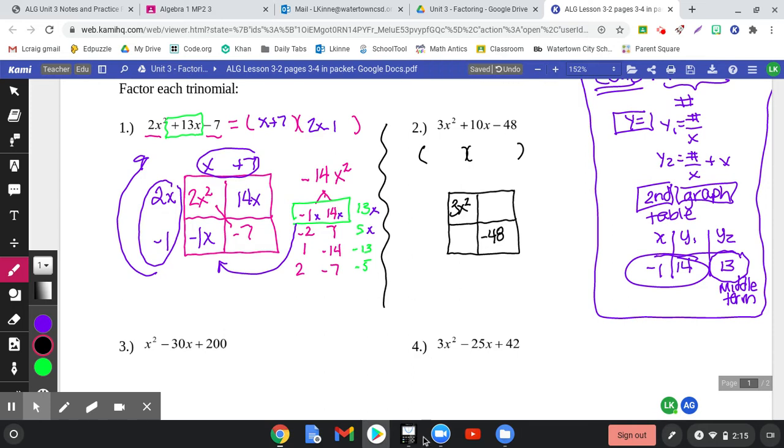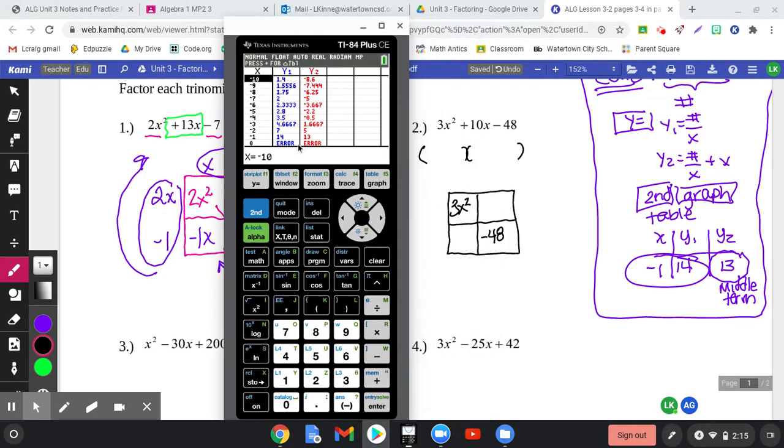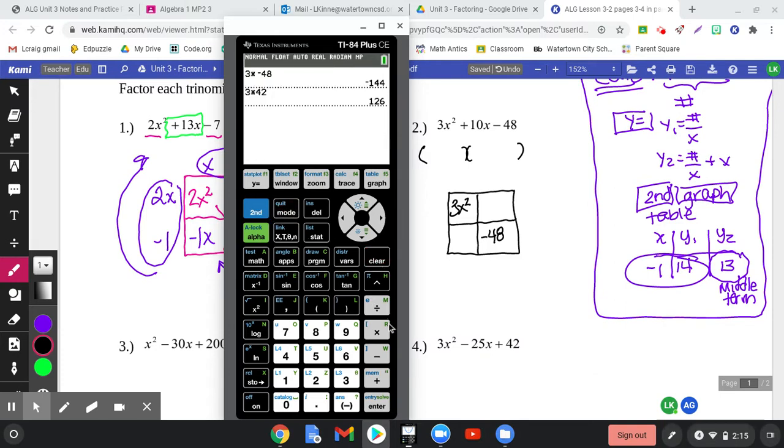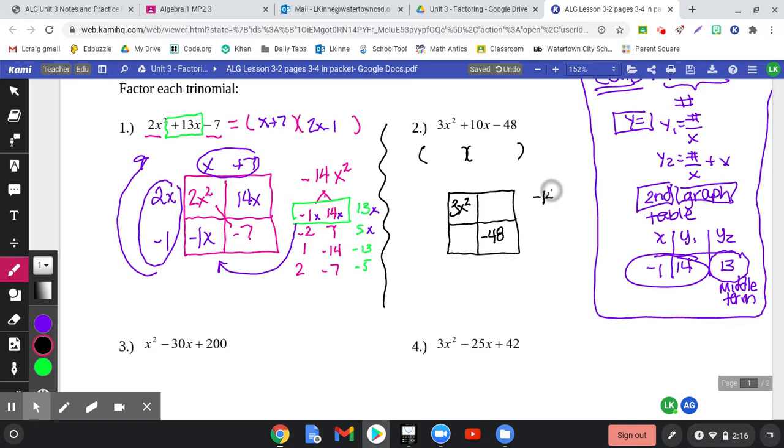Then we'll multiply them. Grab your calculator, whether you have it on here or handheld. If you hit clear, nothing happens, so hit second mode, it'll quit you out of there. So we'll do 3 times negative 48. Negative 144. All right, so you can sit and list all the factors of negative 144, like negative 1 times 144, 1 times negative 144. There's all sorts of different ways you can do it. Negative 12 times 12. You're looking for the pair that adds up to a positive 10.